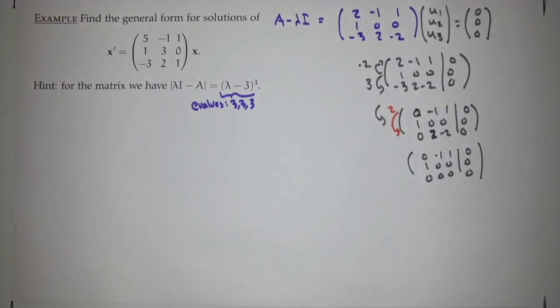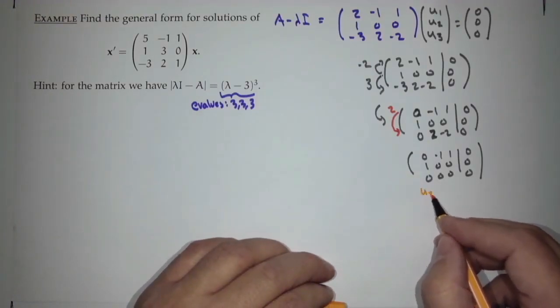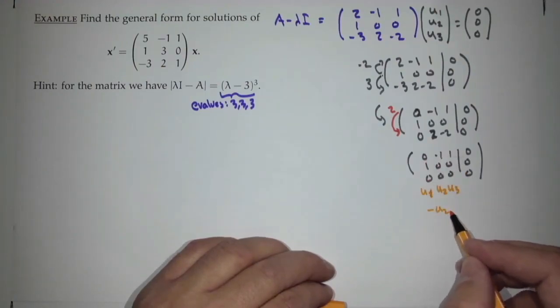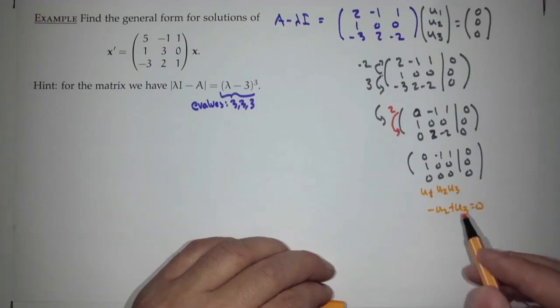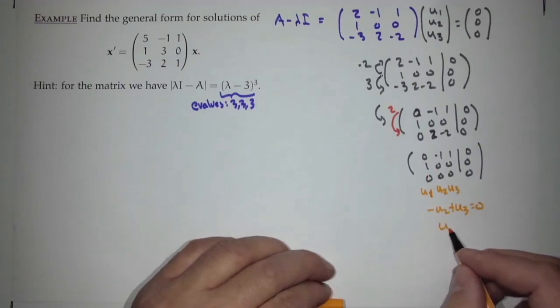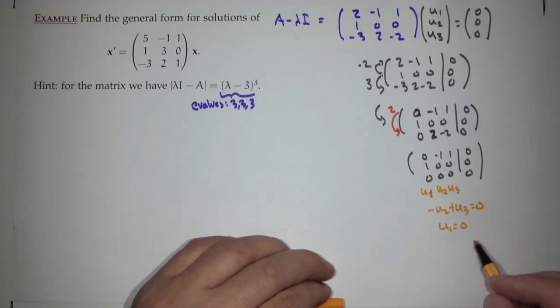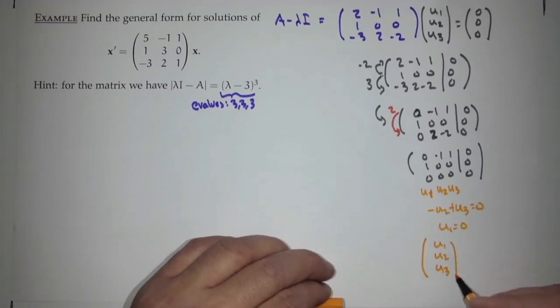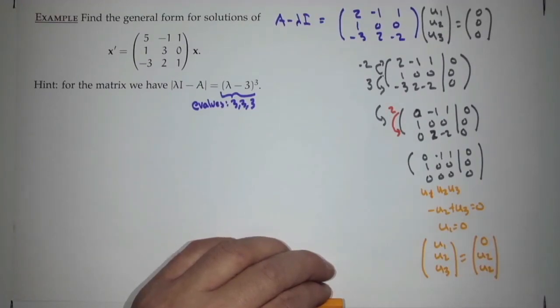So let's read the equations. What's the first equation tell us about our entries? Yeah, so remember it's u1, u2, u3 going across. So 0u1 minus u2 plus u3 equals 0. The second equation tells us what? u1 equals 0. And so that says, hey, if I have an eigenvector u1, u2, u3, the first entry has to be 0, and the last two have to be the same. So anything of this form is an eigenvector, and all eigenvectors have this form.